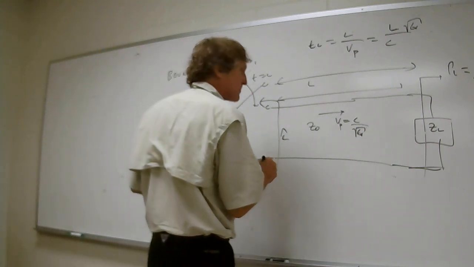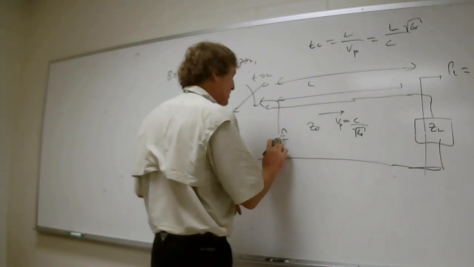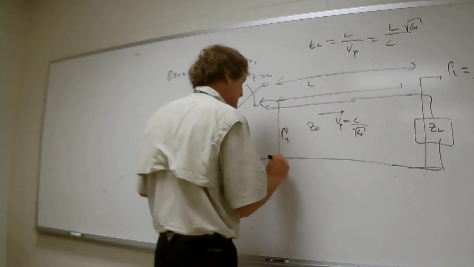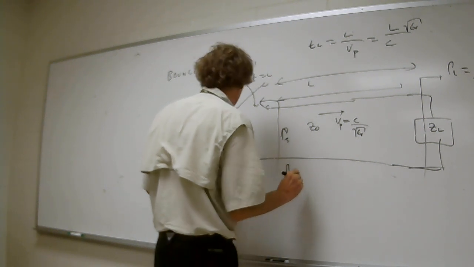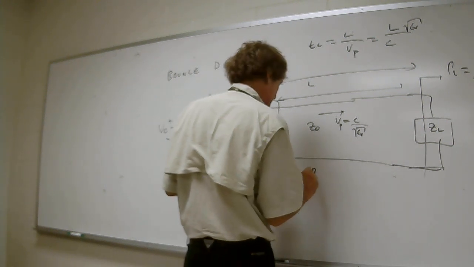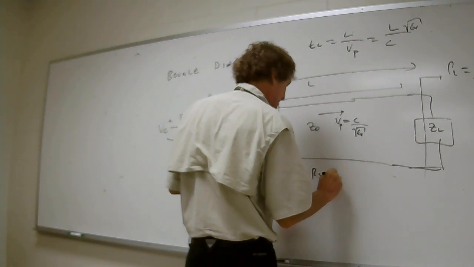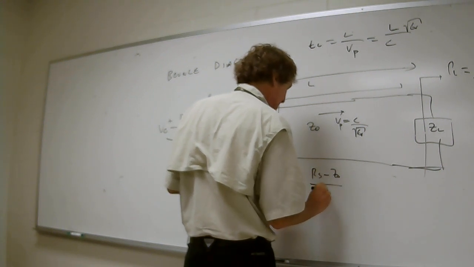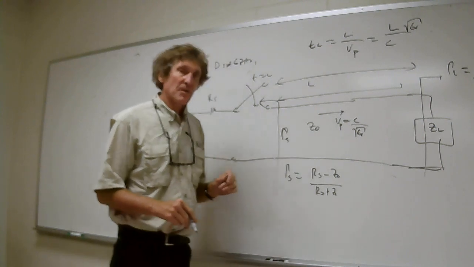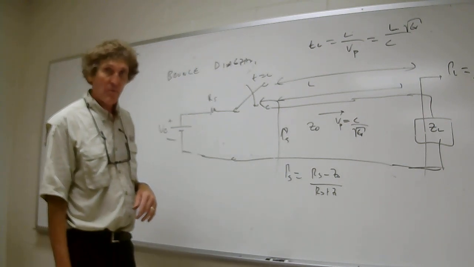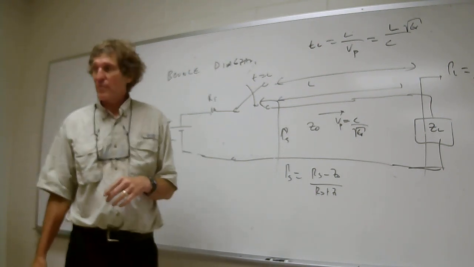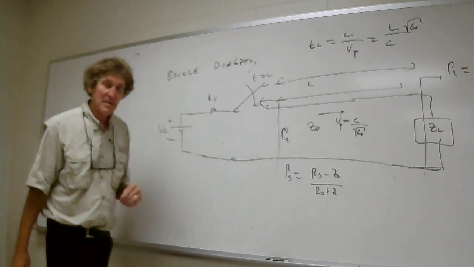So that means the reflection coefficient at the source, gamma source, is equal to RS minus Z0 over RS plus Z0. Now you've got the reflection coefficients, you've got everything. You all with me? So the way we do this is, just think about what I'm telling you.